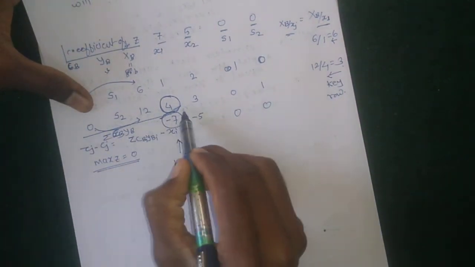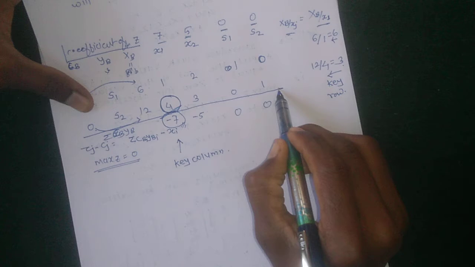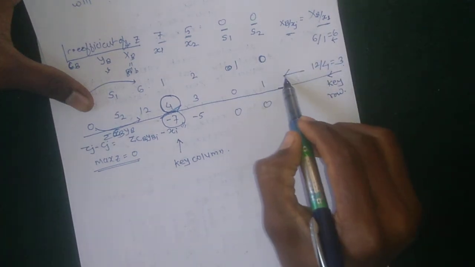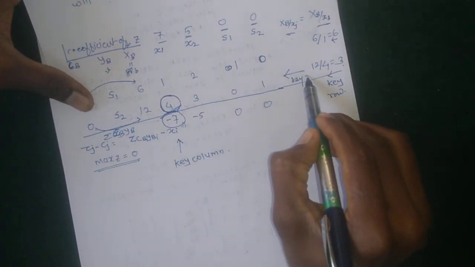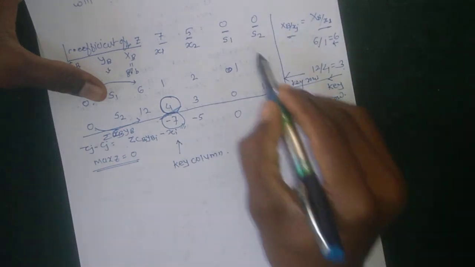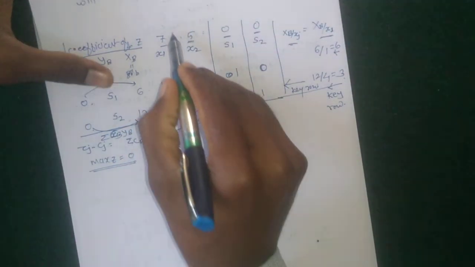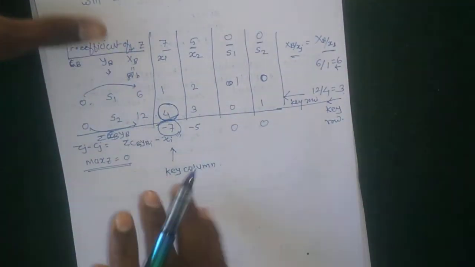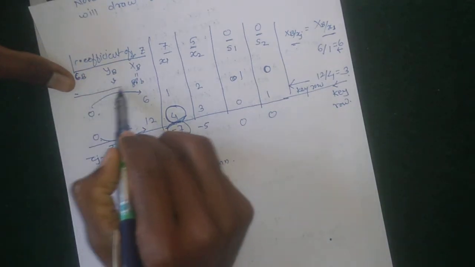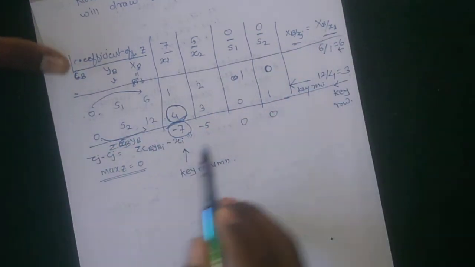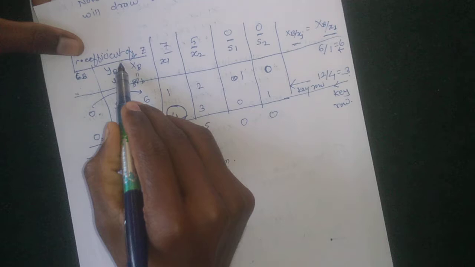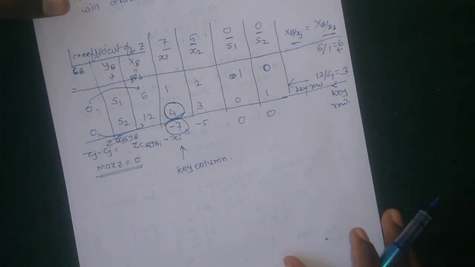Okay, this 4 is called the leading element. Take a line in this way, this is the key row. In this way, this is our column.